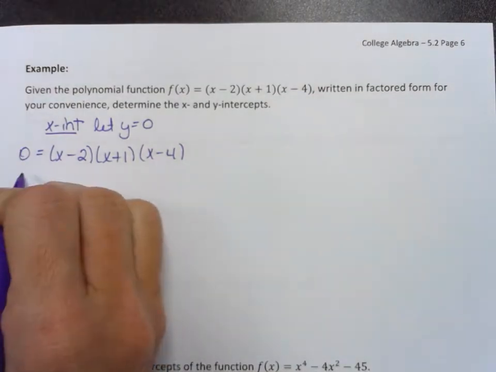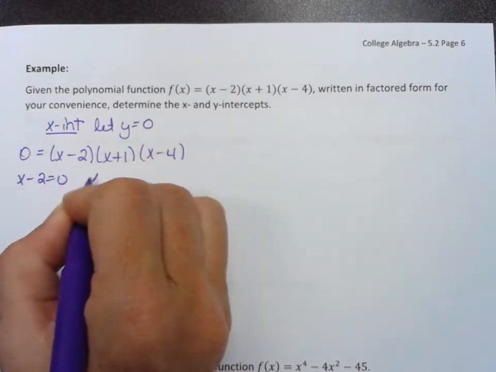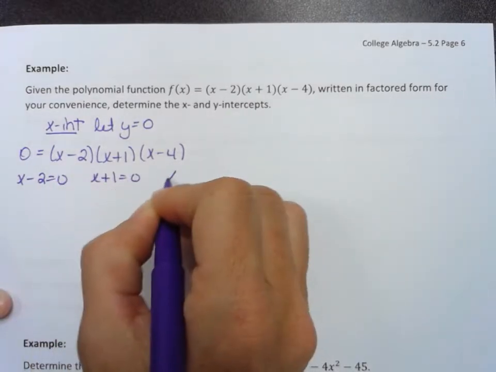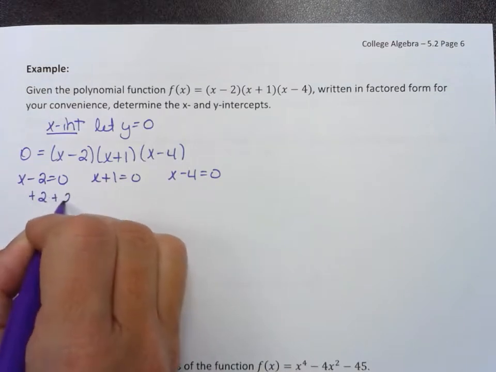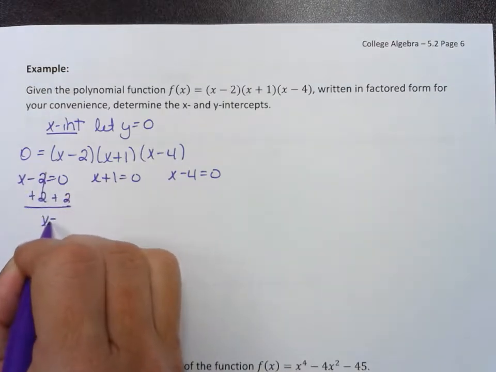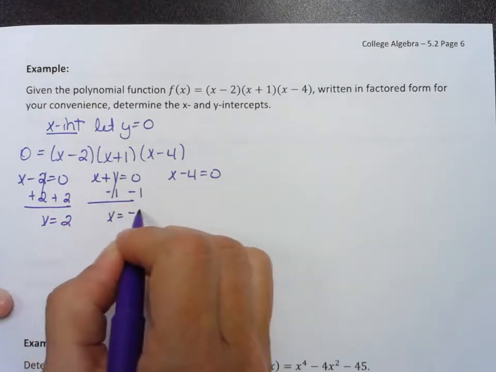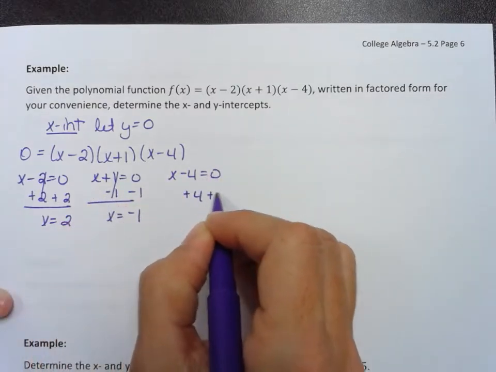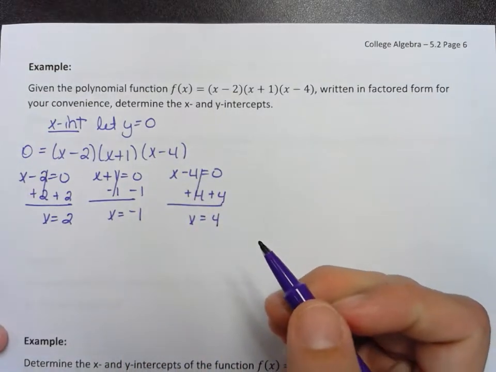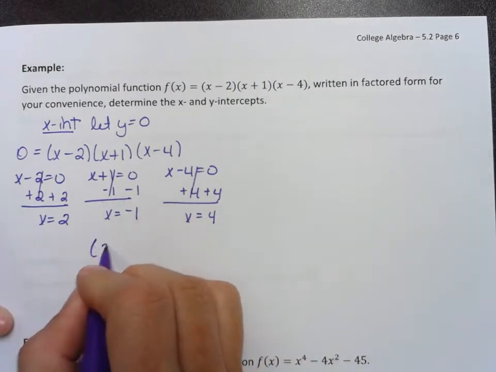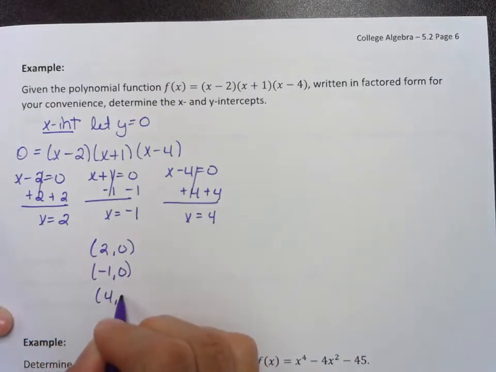Now we need to set each factor equal to 0 and solve. So we're going to add 2 and subtract 1 and add 4. So you actually have 3 x-intercepts. You have (2, 0), (negative 1, 0), and (4, 0).